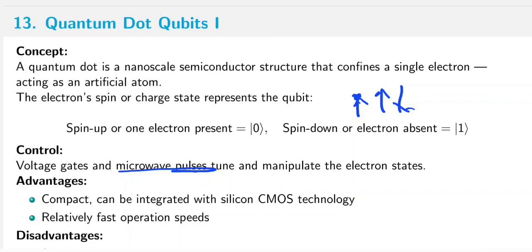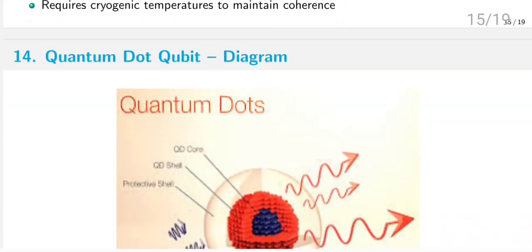So quantum dots are great because they are small and can be built with existing chip technology. They are quite fast, though they are sensitive to impurities and charge noise. So that is the disadvantage.